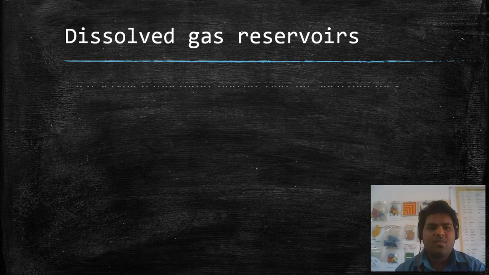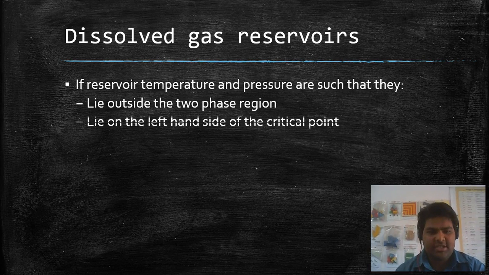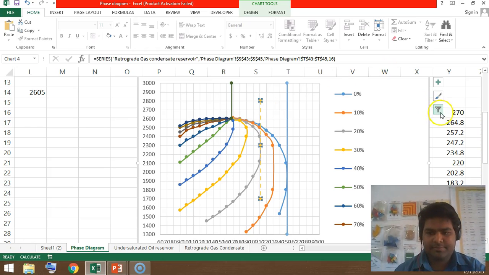So the next kind of reservoirs which we will be seeing is dissolved gas reservoir. They are also called bubble point reservoirs or single phase oil reservoir. If reservoir temperature and pressure are such that they lie outside the two-phase region, on the left hand side of the critical point, then the reservoir is a dissolved gas reservoir. Now let me show dissolved gas reservoirs in the phase diagram.